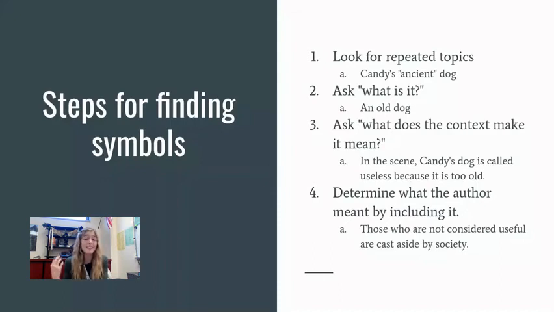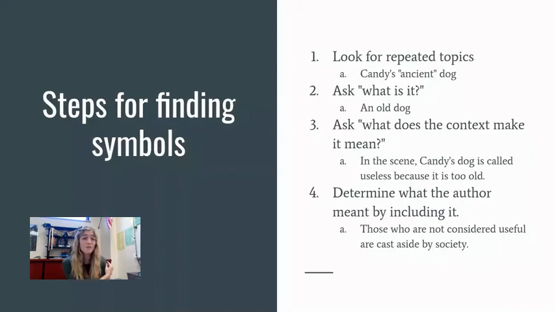So we know that Candy's dog is really important to him. He's had it since he was a little baby, and he raised this dog up to be a sheepdog. We also know that Candy's dog is called useless because it's too old. All it's doing is stinking up the place, all right? It's not adding to the quality of life of the other people around, so therefore it's useless. So what did the author mean by including Candy's dog?